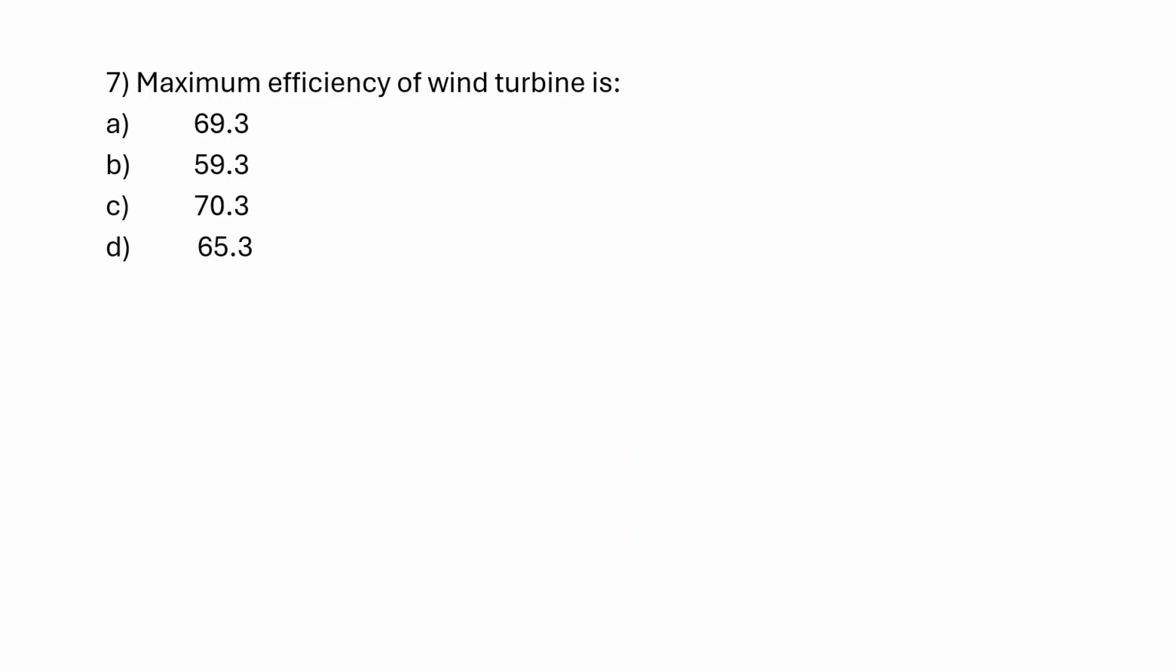Now, the maximum efficiency of a wind turbine is: 69.3, 59.3, 70.3, or 65.3? Write in the chat the correct answer.